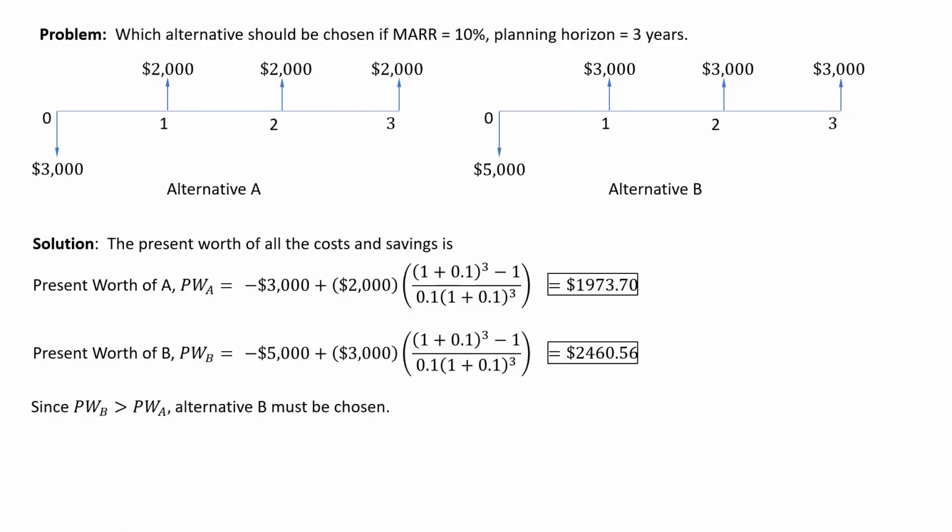Does that make sense to you? If i is 0, then all you do is, these are equal payments. So 2,000 times 3 is 6,000, and this is a minus 3,000, so 6,000 minus 3,000. And a similar thing for this one, 3,000 times 3 minus 5,000. That is the present worth if i is 0. I want you to know that part.